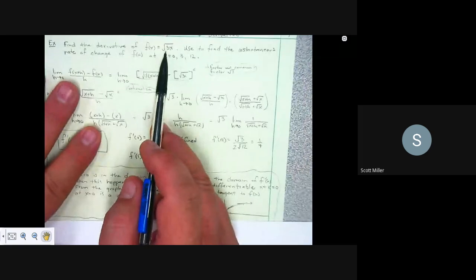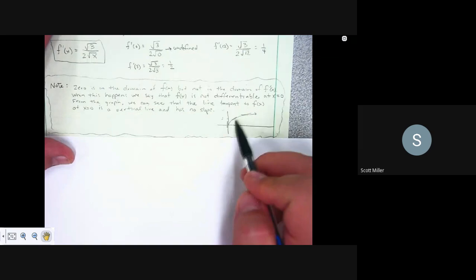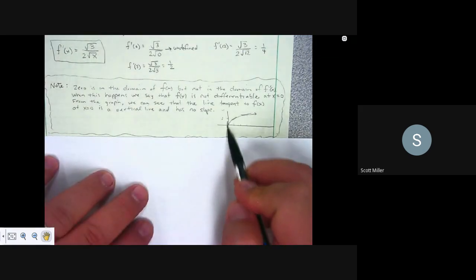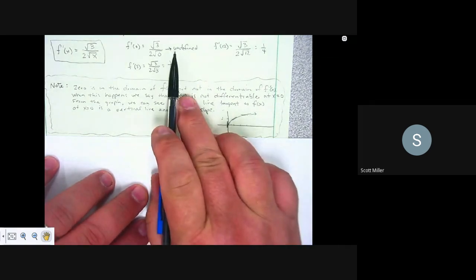Note, 0 is in the denominator of f of x, but not in the domain of f prime of x. When this happens, we say that f of x is not differentiable at x equals 0. From the graph of the function, the square root of 3x, okay, what happened there? Since the derivative is representing the tangent lines to a curve, what does the tangent line at 0 look like? Well, as I get closer and closer to 0, the tangent line is turning vertical. And vertical lines have no slope. That's why it's undefined. Okay?